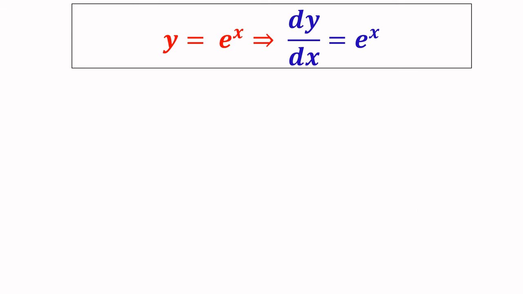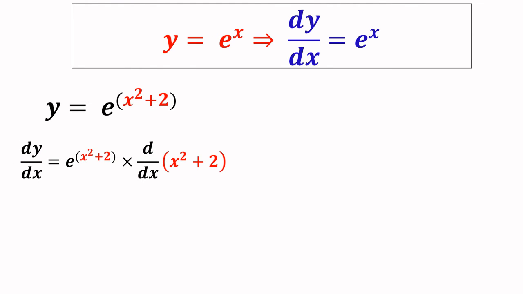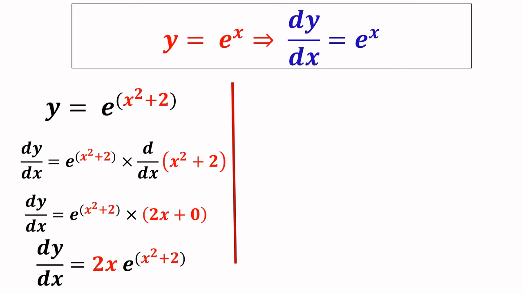Let us now try to define their derivatives. For y is equal to e power x, dy by dx is e power x. Let us see some questions where they are making use of chain rule. e power x square plus 2. Derivative of e power x is e power x, so the derivative will be e power x square plus 2 into derivative of x square plus 2. Derivative of x square plus 2 is 2x plus 0. Final answer is 2x into e power x square plus 2.